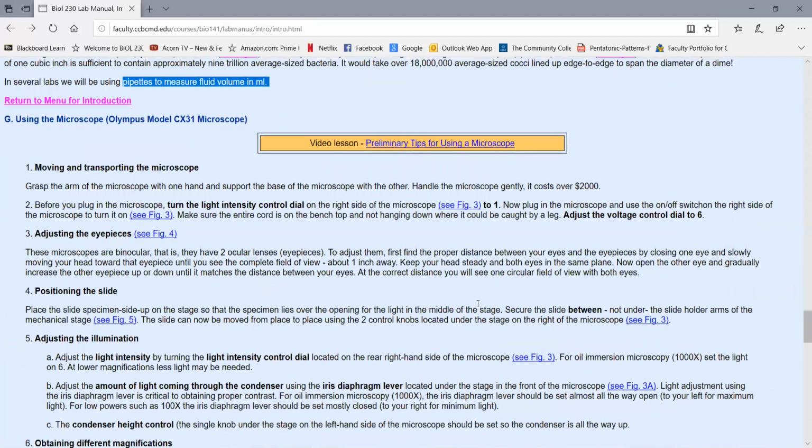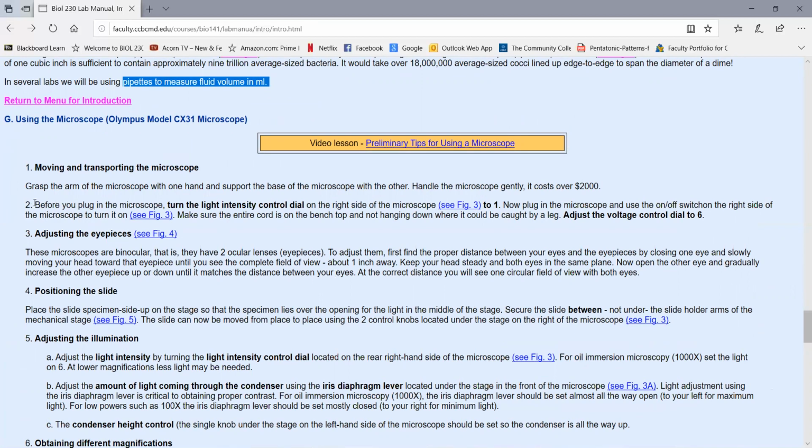Part G deals with using a microscope. Now the actual focusing will take up in lab 1, and you'll have a couple videos on that you'll be taking pre-lab quizzes on prior to lab 1. But this is a brief description of the microscope and some of the parts.